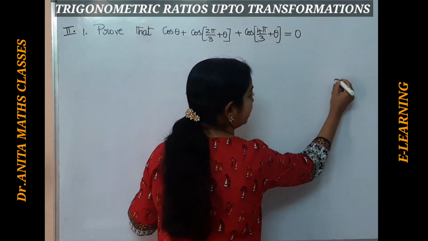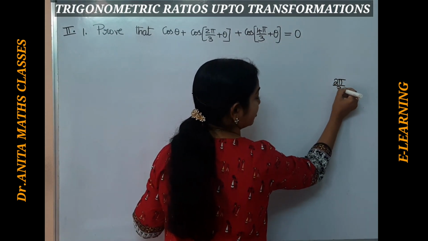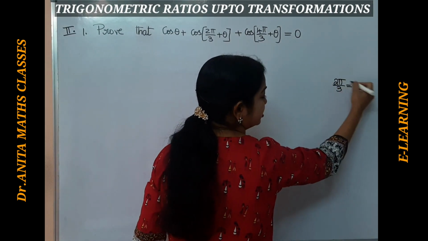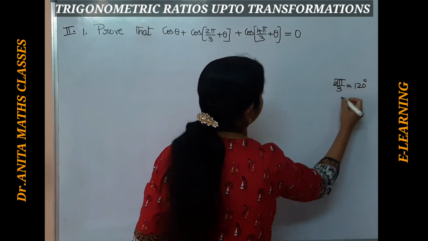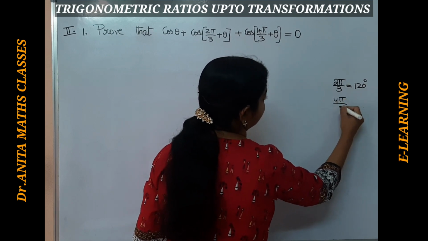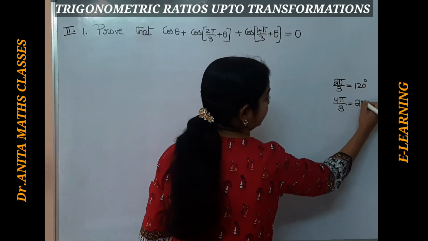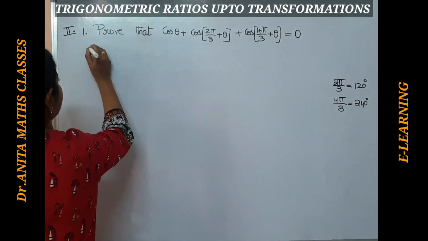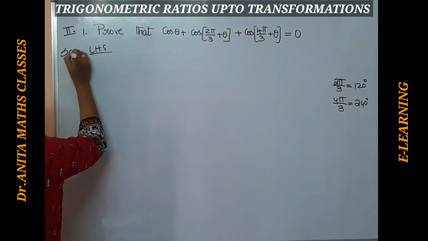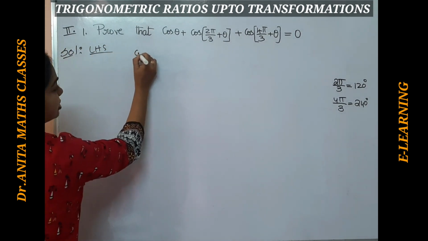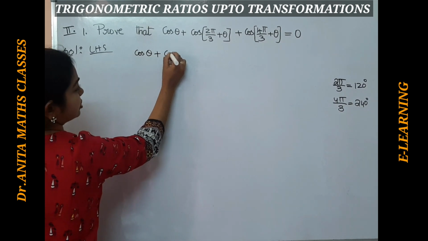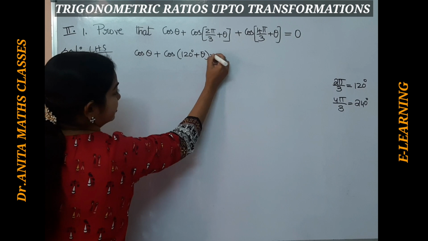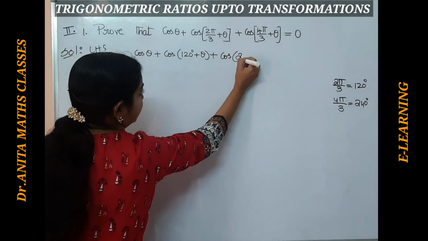So 2 pi by 3 is equal to 180 by 3 times 2. 3 sixes are 18, so that is 60, twice is 120 degrees. This is 120, whereas 4 pi by 3 is 240. Okay, so we will write that. Let us take the LHS: cos theta plus cos of 120 plus theta plus cos of 240 plus theta.